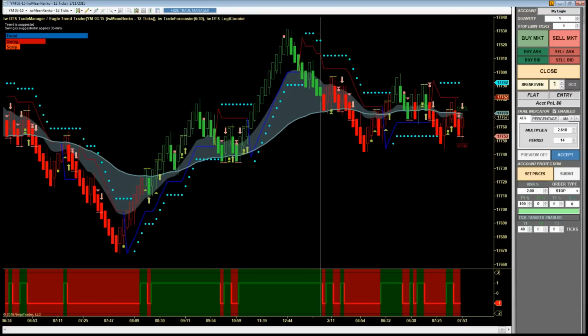All right, so let's see what we have going on here. It looks like for the most part, the YM, here's the mini Dow this morning. Not a whole lot. This is the Eagle, of course, moving a little bit sideways.